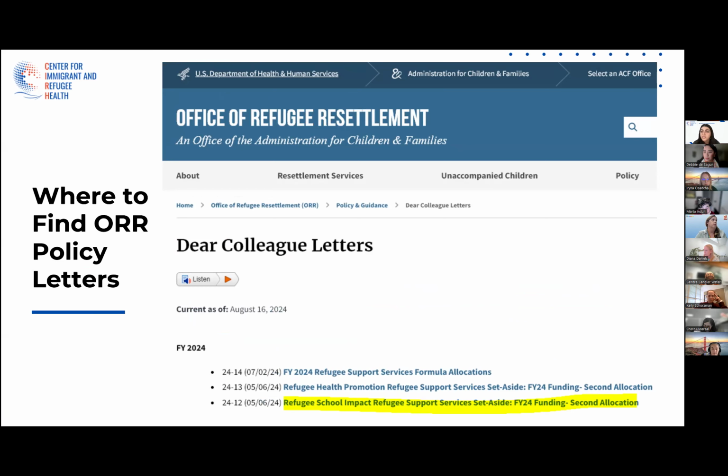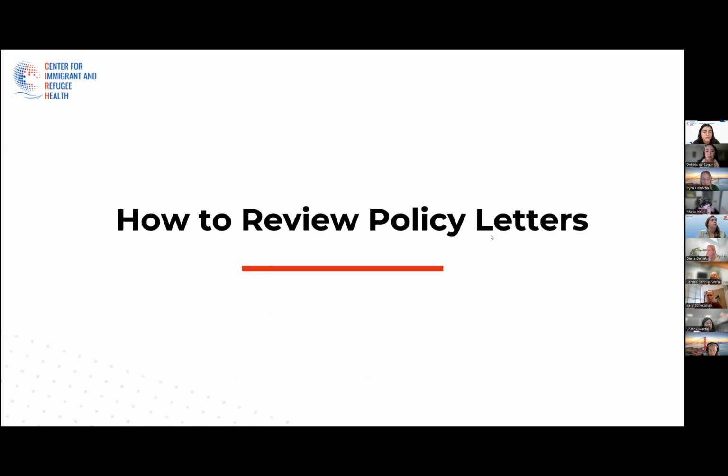Okay, so policy letters are the official policy, whereas the Dear Colleague letters are more of a letter that explains the official communications. For Dear Colleague letters, you'll also go to that same website and you can find them there. You can scroll down to fiscal year 2024 to find specific information about the Refugee School Impact and Refugee Support Services funding allocation. And now I will pass it to Arena to go over how to review the policy letters.